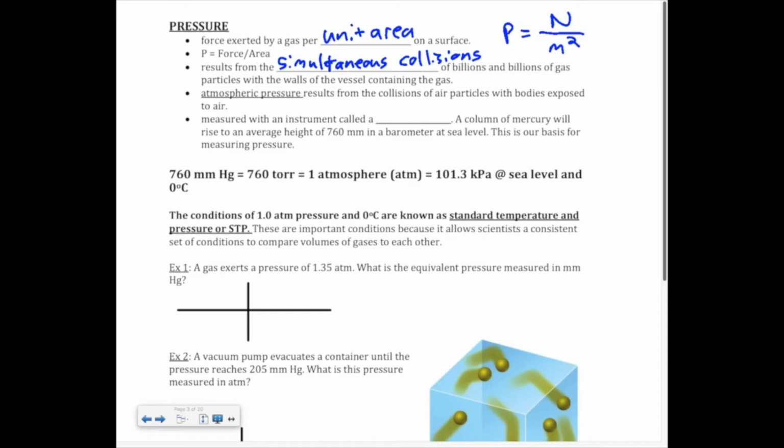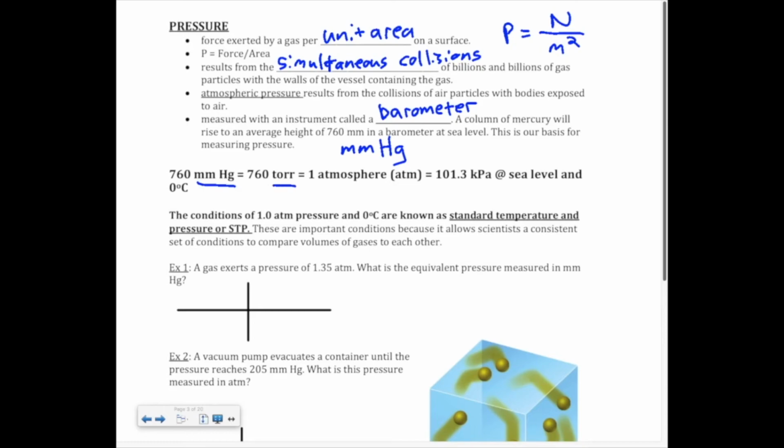And the pressure is measured with an instrument called a barometer. You've heard your weatherman call it barometric pressure. That's what he's talking about. A column of mercury will rise to an average height of 760 millimeters in a barometer at sea level. This is our basis for measuring pressure. So we actually have a unit called millimeters of mercury, okay? And that's listed right here. 760 millimeters of mercury is atmospheric pressure.